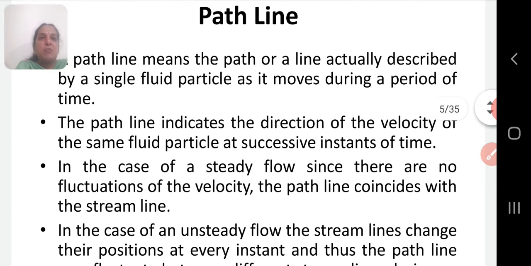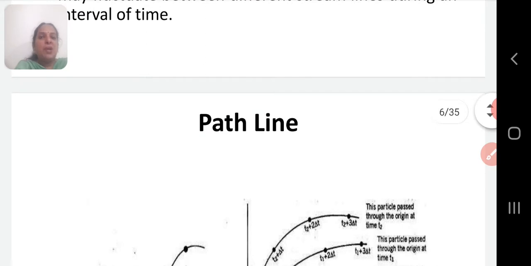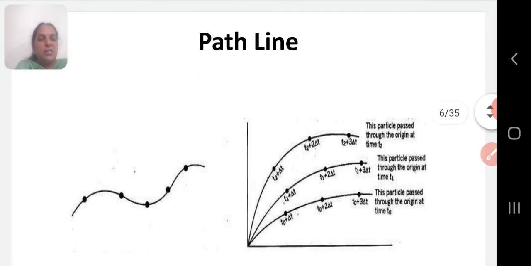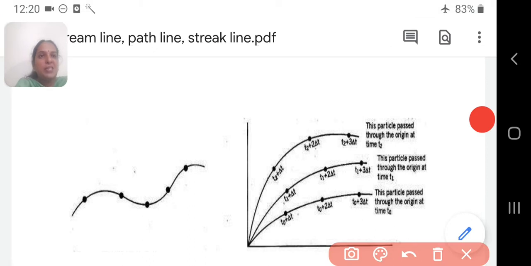In case of the path line, we are observing the movement of a single fluid particle throughout its period of time, and we are finding out its velocity. Here it is depicted with the path line. The path line will not be like a regular streamline or a straight line; it will be in a zigzag motion. If you are studying the particle's behavior at different instants of time, then you will be able to get the velocity at that instant, and that is said to be your path line.